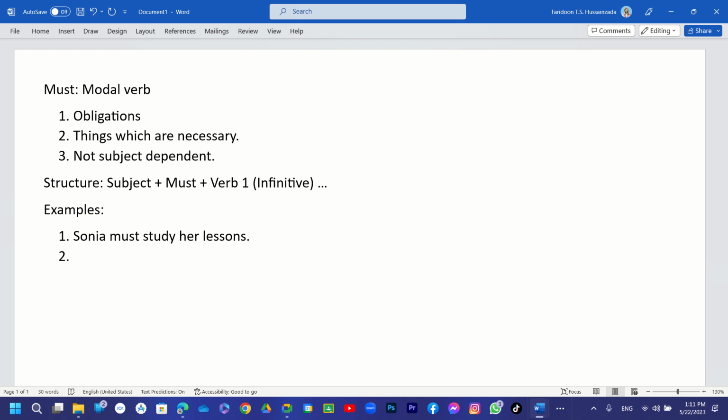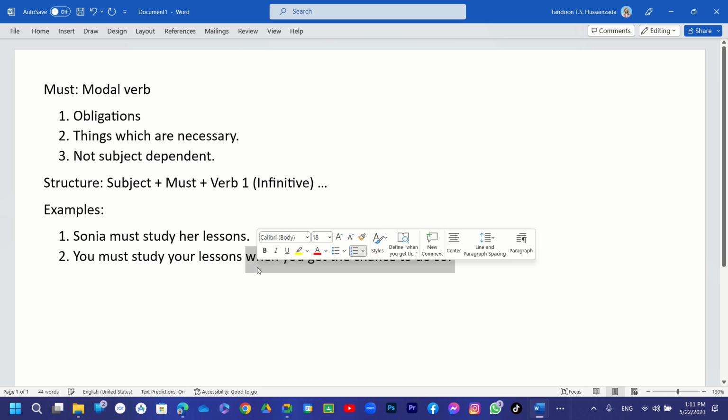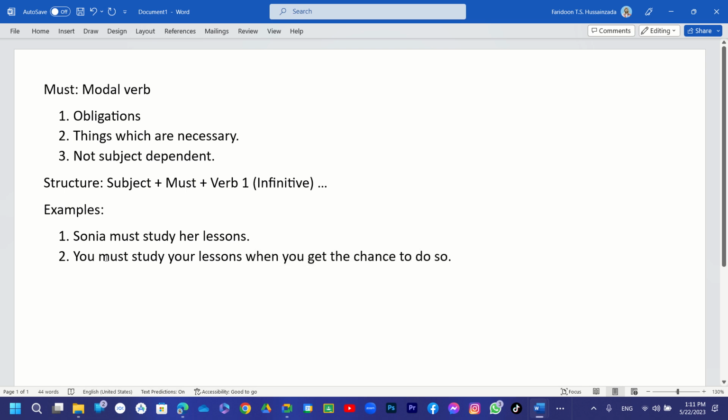Another one, now we're going to change it a bit from Sonia to completely you. You must study your lessons when you get the chance to do so. See? Now, you can continue however long you want, but that's not the important part, okay? So this is the part that we have to focus on. You must, Sonia must, after must, you have study, verb one. So they're not changing. Do you have any questions until now, guys?